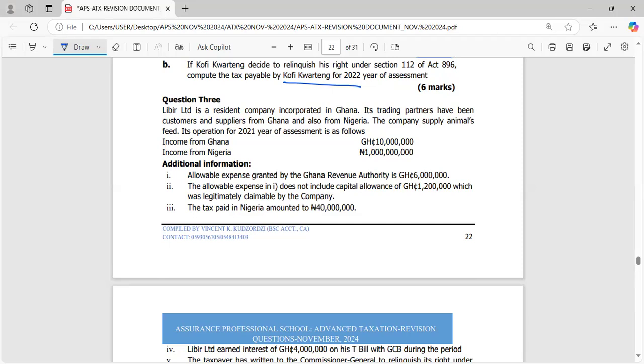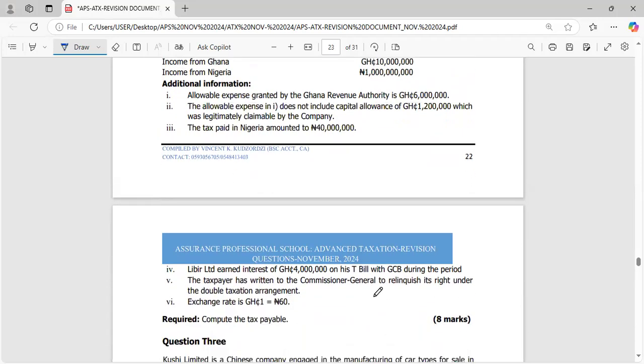I think we'll be giving the exchange rate. The exchange rate will be somewhere down there. Yes, 1 cedi is equal to 60. So just divide this one by 60. Whatever you get, add it to the Ghanaian income. That will be the global income.